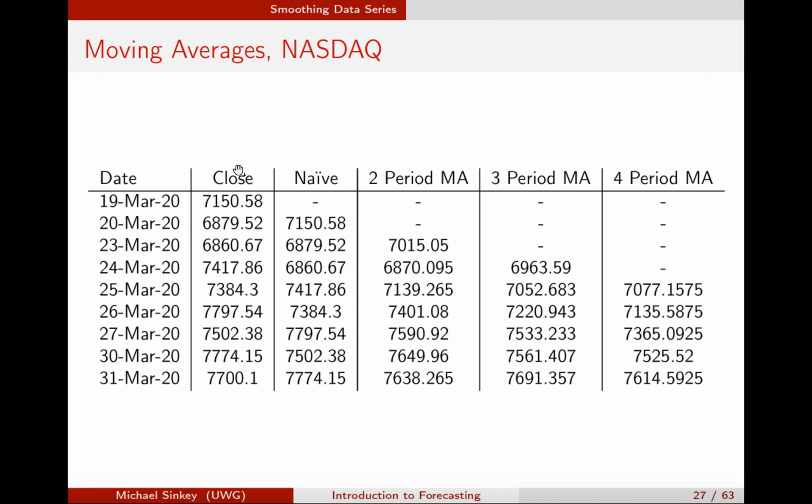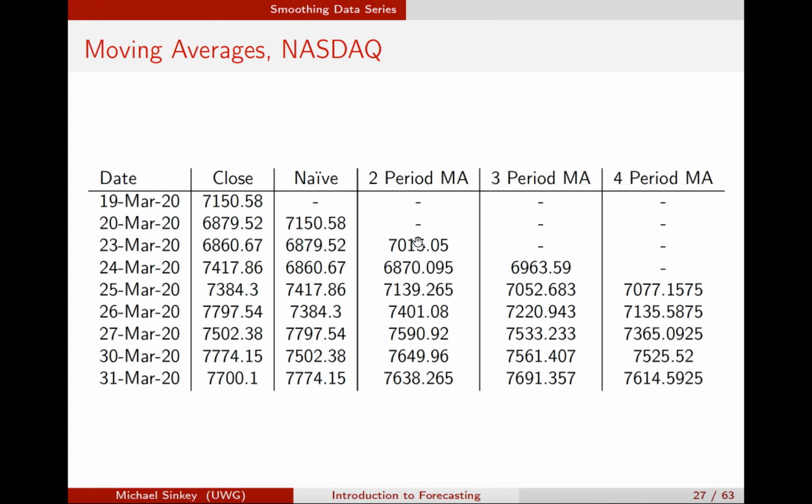Okay, and so I demonstrate that here with just some recent NASDAQ data. This is over the past 2 weeks. And you can see the close price for the NASDAQ over here, listed right here in the second column. Now I show you the naive forecast, and the forecast for March 20th is March 19th, and the forecast for March 23rd is March 20th, etc. And we're skipping the weekends because they don't trade on weekends.